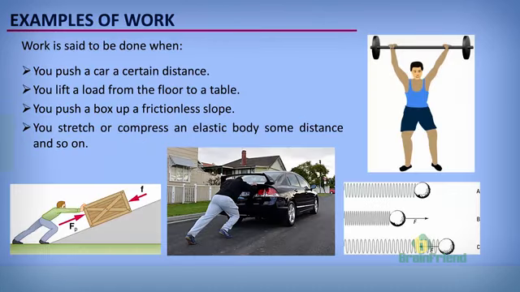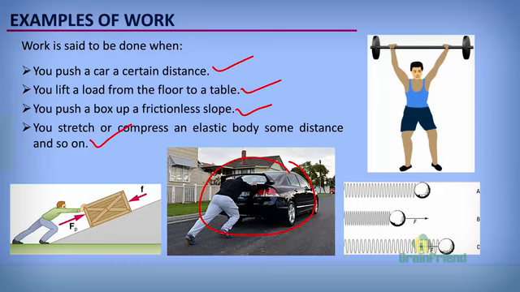What are the examples of work done? Work is said to be done when you push a car a certain distance, you lift a load from the floor to a table, you push a box up a frictionless slope, you stretch or compress an elastic body through some distance, and so on. You can see that when you move a car a certain distance, you are applying force in the direction of the force. So the body is said to be displaced when the force is applied.